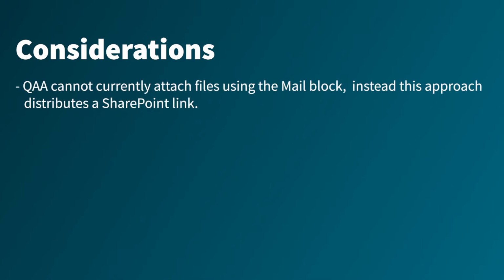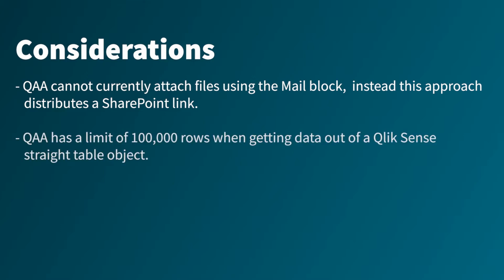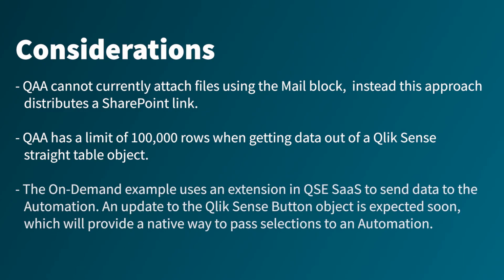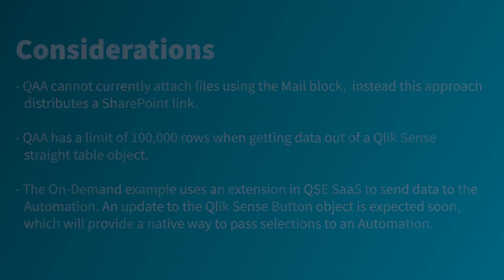Now, there's a few things to note up front. Qlik Application Automation cannot attach files using the mail block, so instead, these examples distribute a SharePoint link to users. Qlik Application Automation also has a limit of 100,000 rows when getting data out of a Qlik Sense straight table. And the on-demand example that I'm about to describe uses an extension object in Qlik Sense Enterprise SaaS in order to pass certain values to the automation. An update to the native Qlik button object is expected soon, which will provide a supported way to pass selections. But for this example, I'm using an extension. If you're happy with all that, let's go.